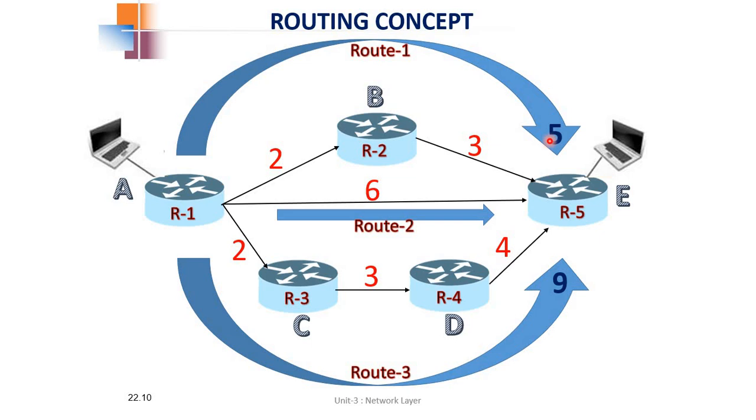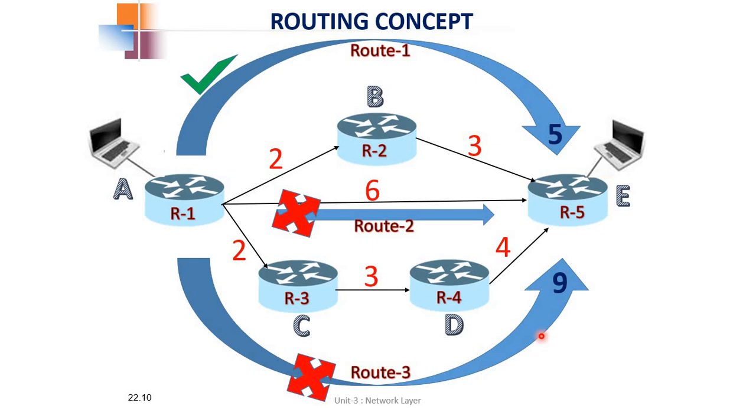So we are going to choose route 1, because route 3, which is the longest distance at around 9 kilometers, I'm going to discard. Again, route 2, which is 6 kilometers, I'm going to discard. And I'm going to choose route 1 because it has only 5 kilometers. So it is the shortest distance. So if I choose route 1, the packet will be delivered to the destination E in a very fast manner. Okay.